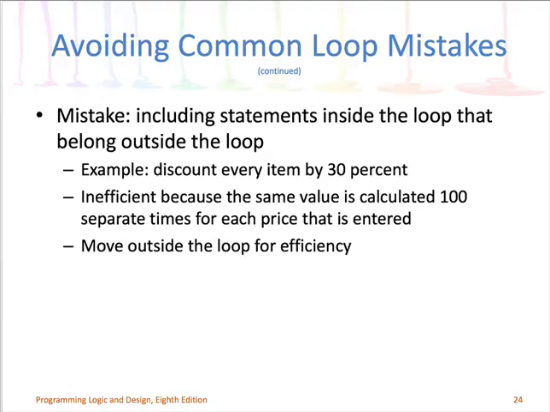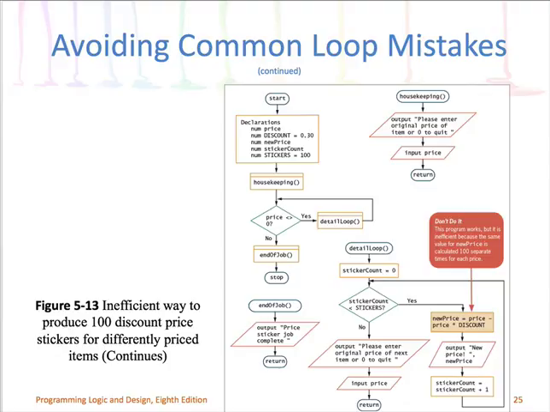So here, if you want to discount every item by 30% because you're having a sale, let's say, you don't really need to put that in the loop. That's something that's constant. It can be outside the loop. Otherwise, you're doing the same calculation over and over again. So just pull anything out of the loop that doesn't need to be in the loop. So here, they're just showing you that this is in the loop. It really should be outside the loop.